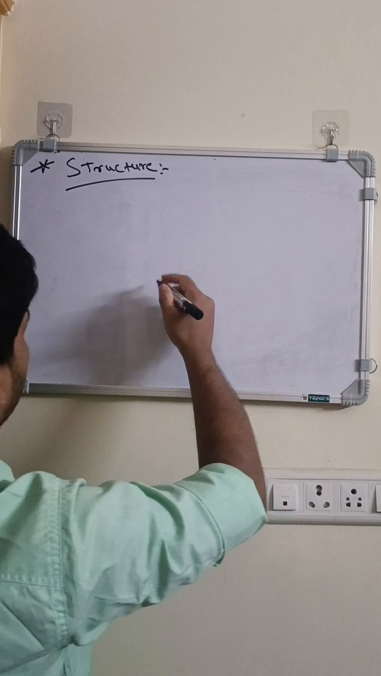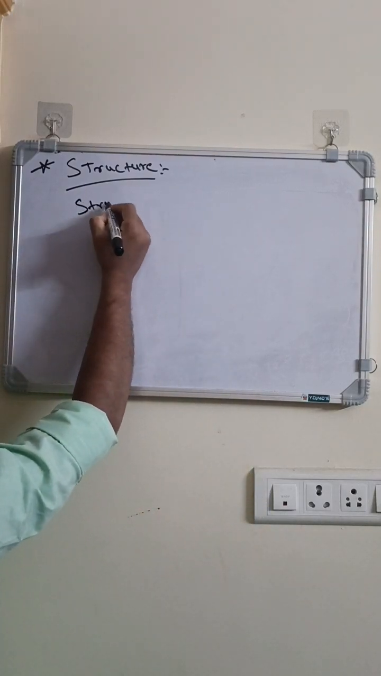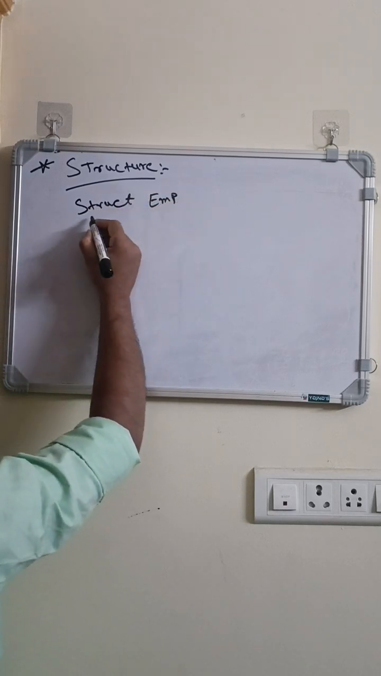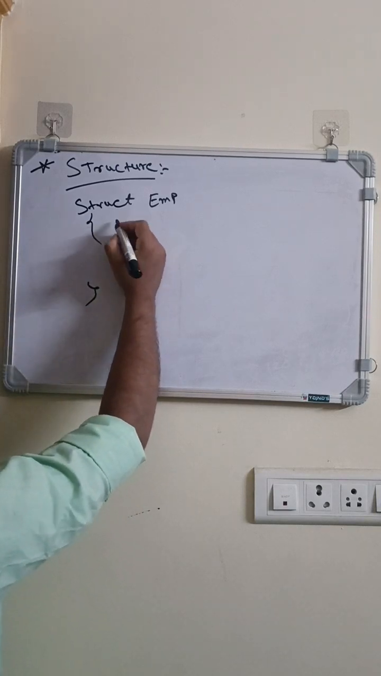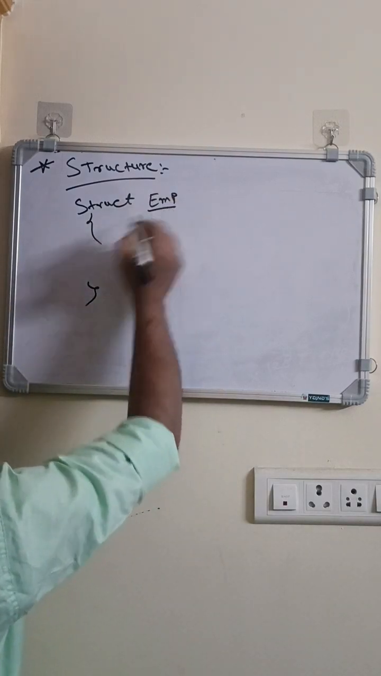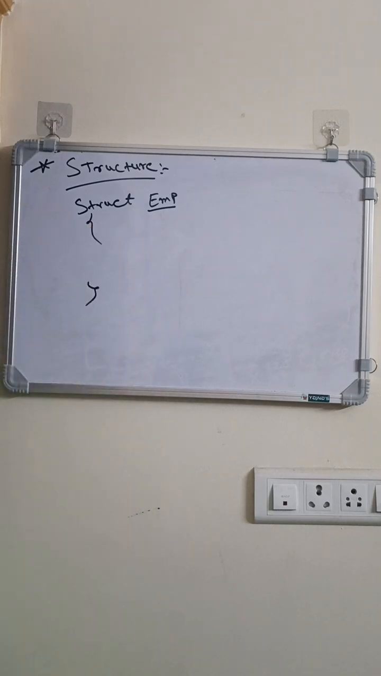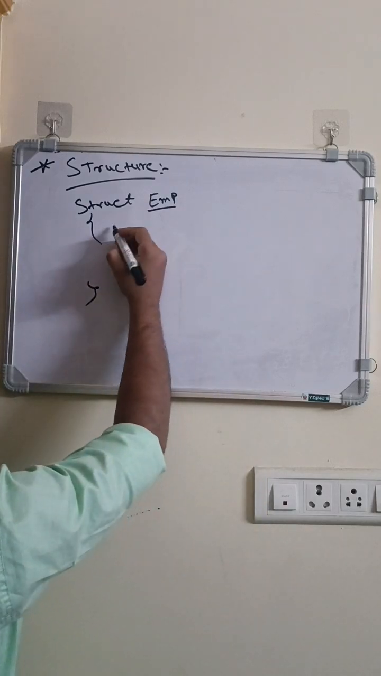First we have to do the declaration: struct employee, then an open curly bracket. struct is the keyword we use when we declare or write a structure, and employee is the name of that structure. Inside, we will give data types.